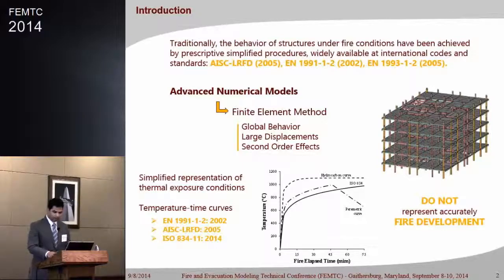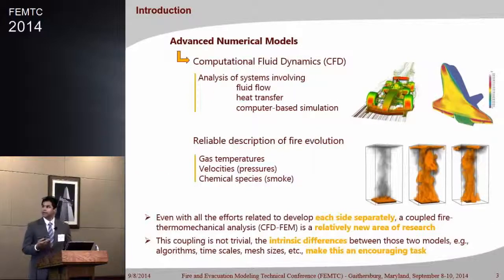On the other hand, we have other advanced numerical models based on computational fluid dynamics. They are capable of solving analyses of systems involving fluid flow and heat transfer by means of computer-based simulation. Those models can provide a reliable description of fire evolution, just like FDS. We can have the gas temperature distribution, the velocity field, and the chemical species.